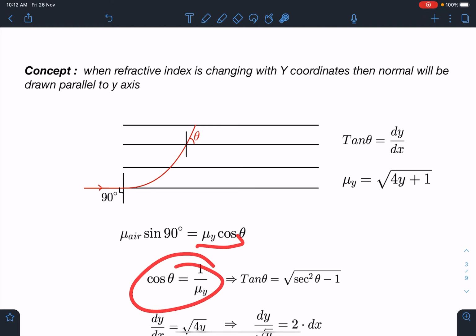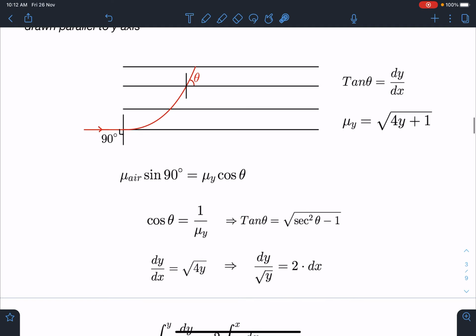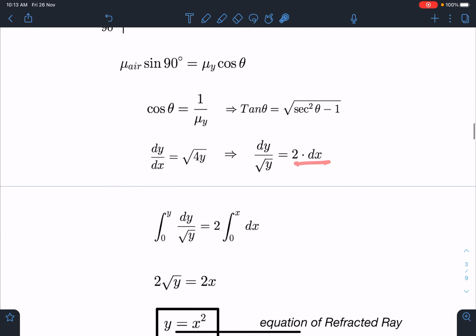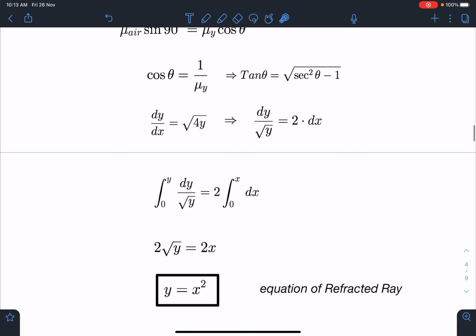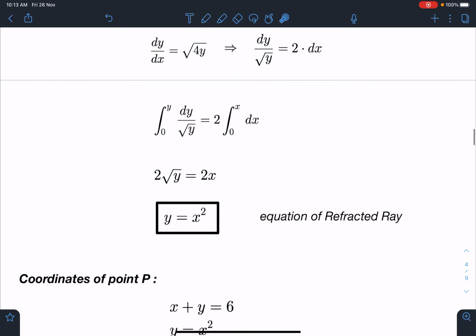So cos theta is 1 by mu y, or I can write tan theta is root of sec square theta minus 1. So if I substitute the value here, I'll be getting dy by dx as root of 4y, which is dy by root 2y... We can separate the variables, equal to 2dx. Then we can just simply integrate both sides, 0 to general y and 0 to general x, and on simplification we will be getting y is equal to x square. Such a nice equation we are going to get. This is the equation of the refracted ray.